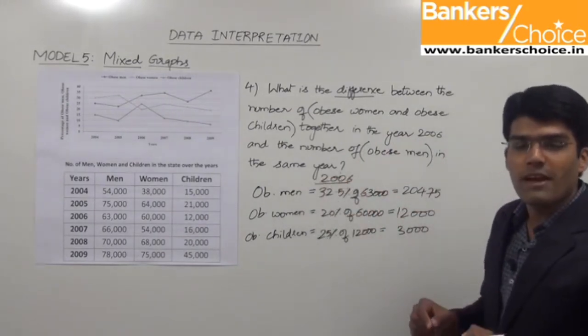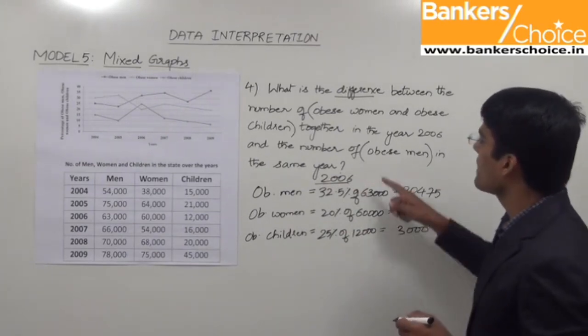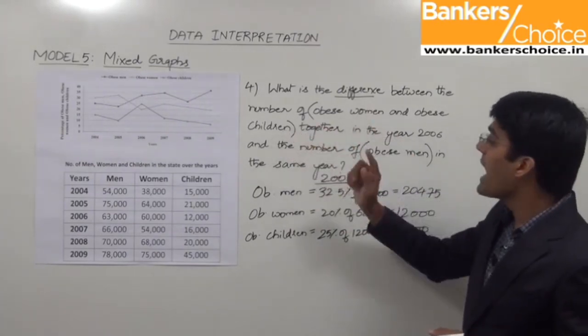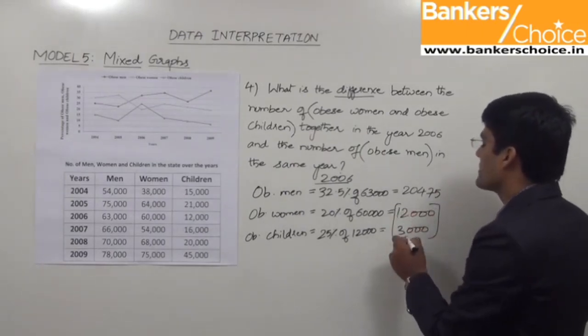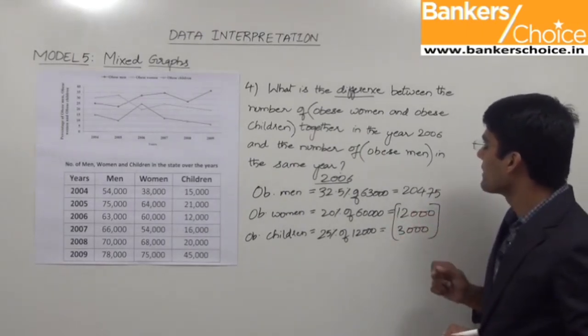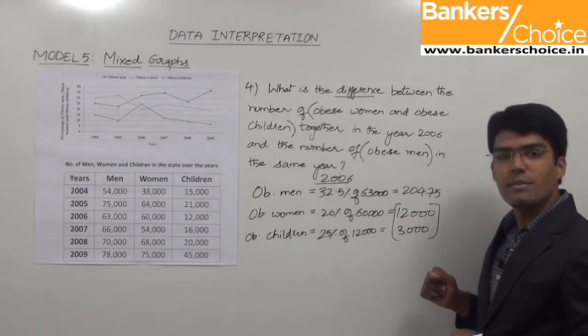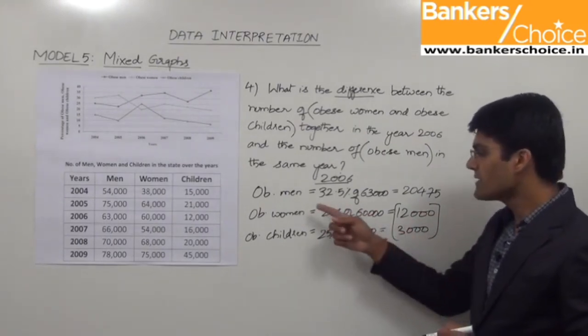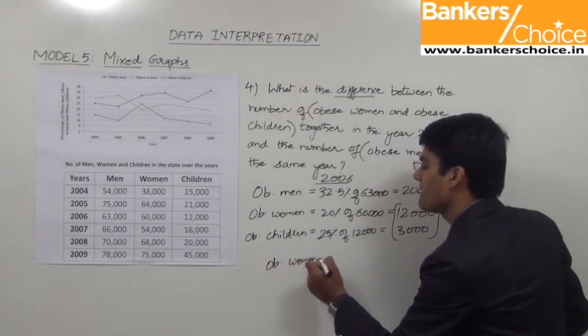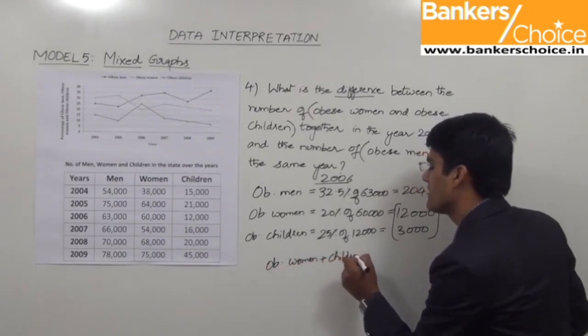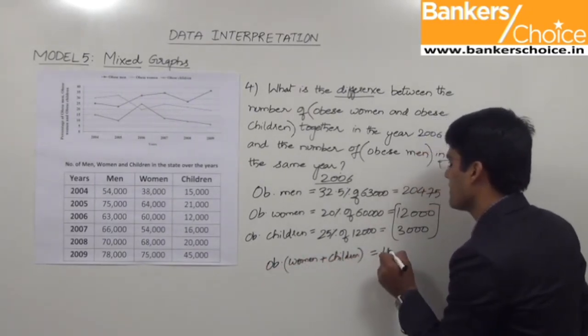Now as given in the question, we have to find out the difference of obese women and children together and the obese men. So first of all, let us add these two values. That means obese women and children together. 12,000 plus 3,000 will be equal to 15,000. So obese women and children together, that means obese women plus children here is equal to 15,000.